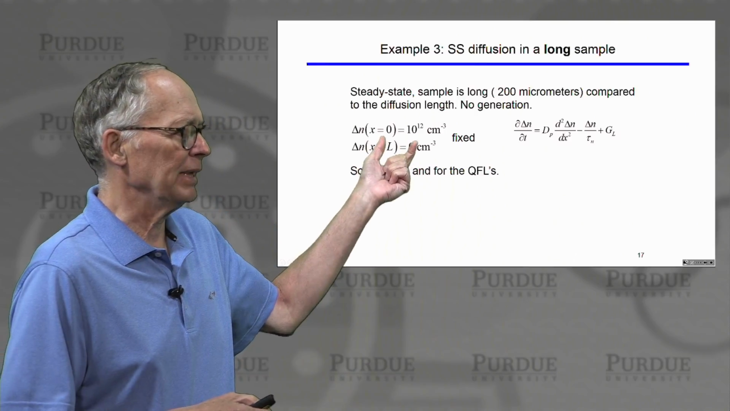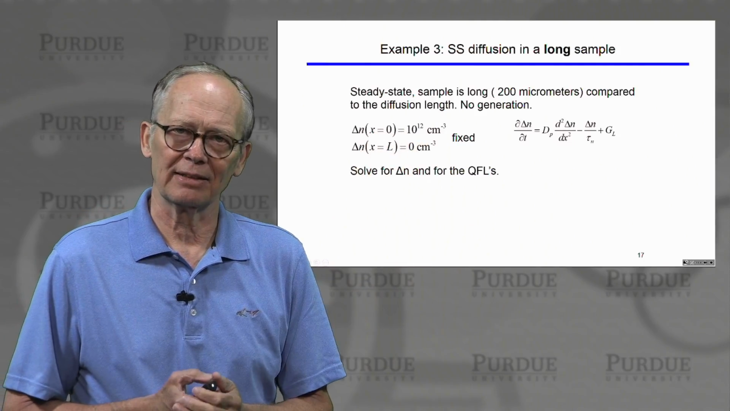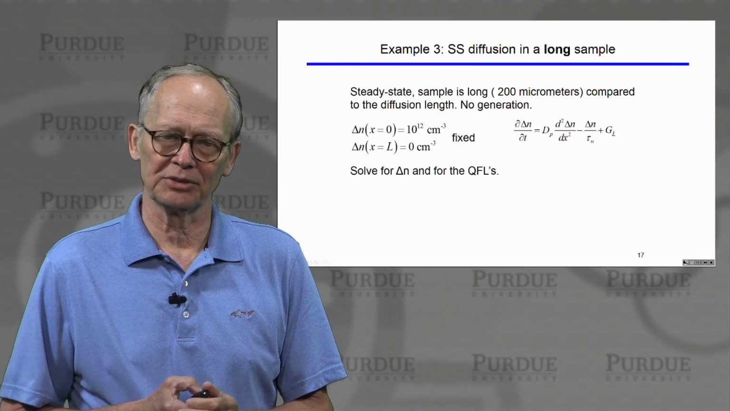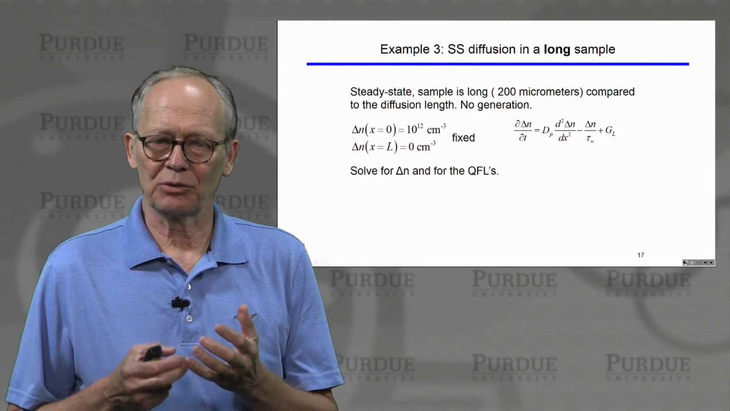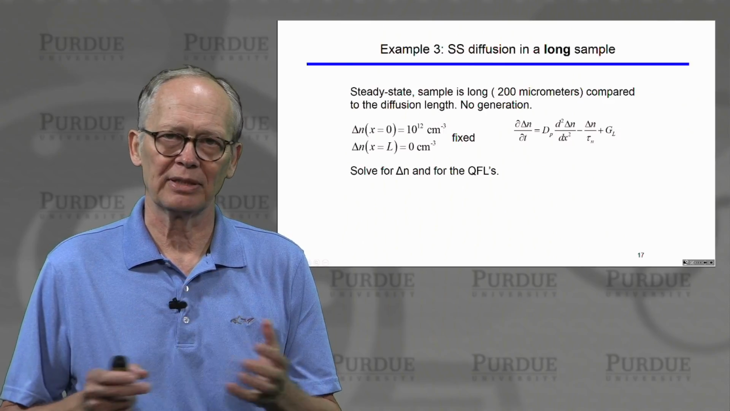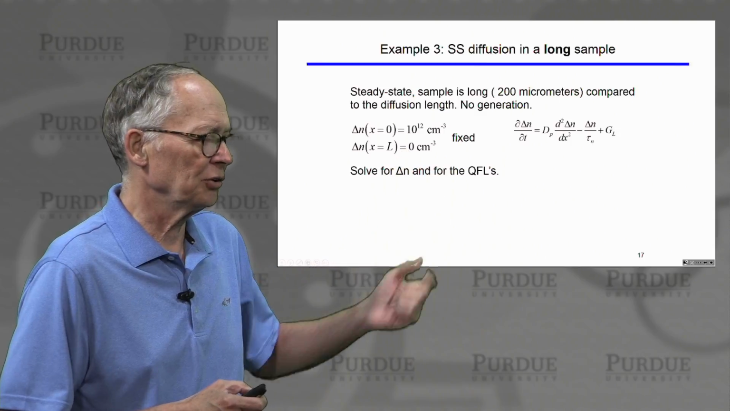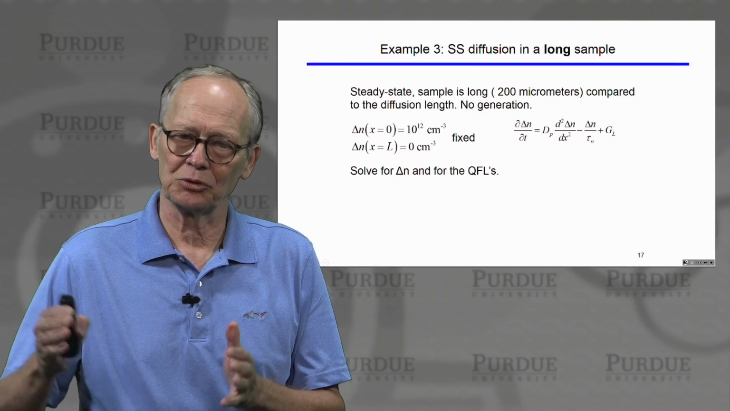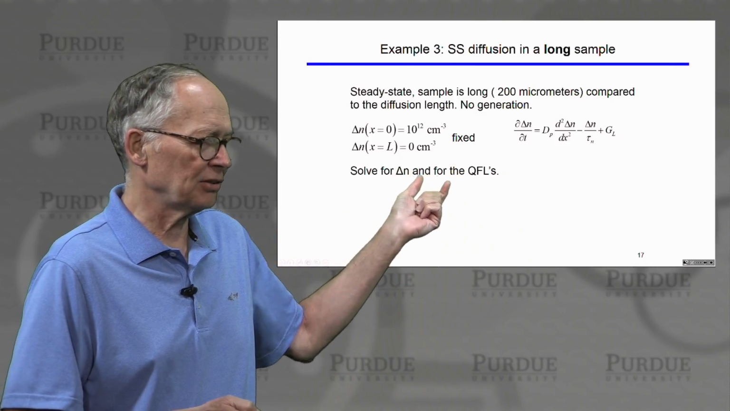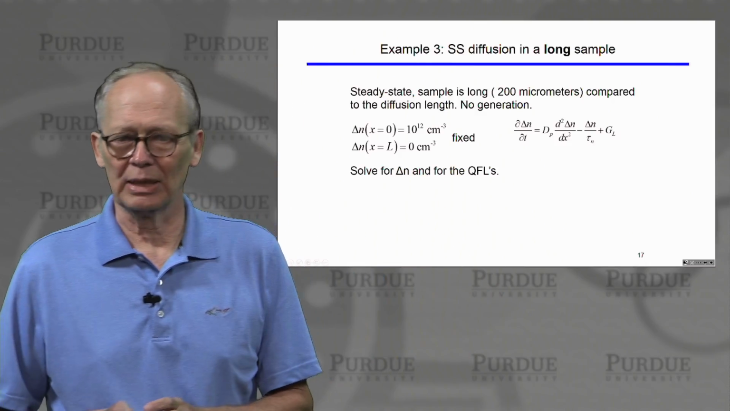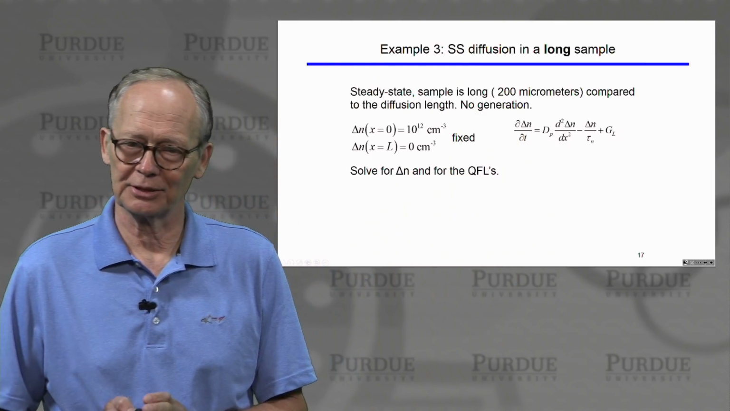So we will have some means, and there are ways to do this, that we can fix the minority electron concentration at x equals 0 to be 10 to the 12th electrons per cubic centimeter, and it will just be constant, independent of time forever. And we will fix its value at 0 at the end of the sample, 200 micrometers away. And then the goal is to solve for the electron concentration and for the quasi-Fermi level. We'll be solving this minority carrier diffusion equation.